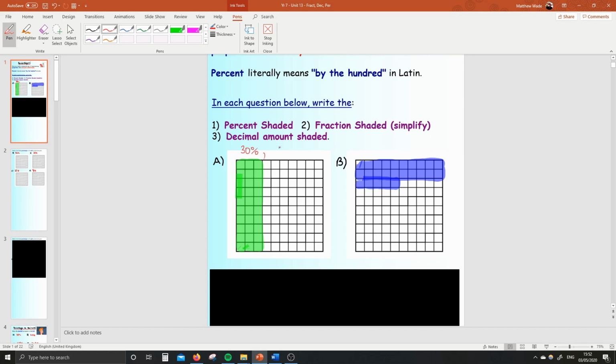The fraction, also not too bad. There's 30 green squares. Well, it's 30 out of 100, isn't it? Now, that's got to be simplified though. Divide the top and bottom by 10, 3/10. And the decimal amount shaded. Now, you guys, I bet, know how to do this, but I'm going to explain it one more time anyway. From year 7 this year, you know that 3/10 is 0.3. So that is the answer. You got that because the number at the bottom already had only ones and zeros in, and it's 3 out of 10, which means you move the decimal point one time to in front of the 3, giving you 0.3.